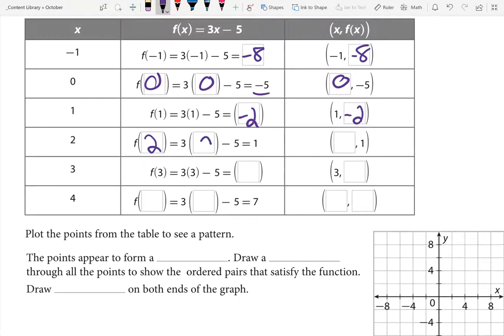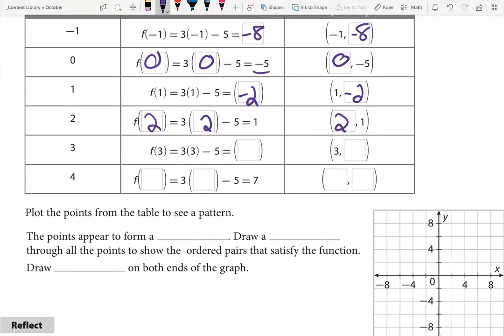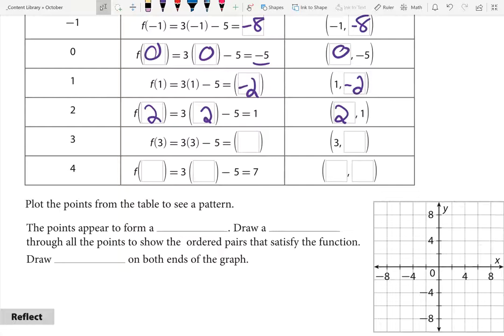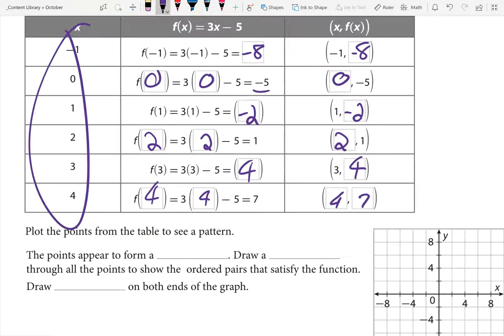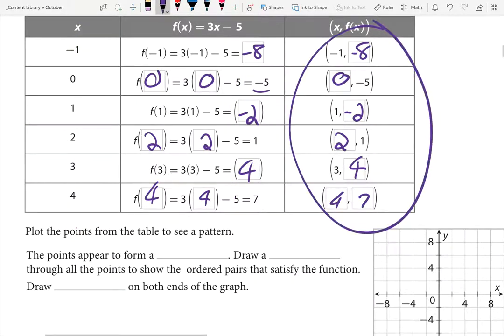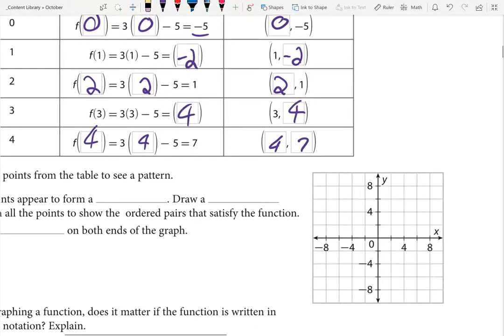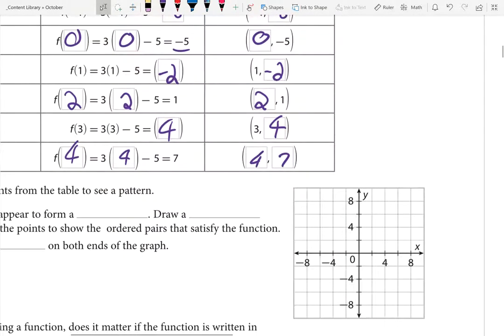When you plug in 2, you get 3 times 2, which is 6. 6 minus 5 is 1. So when you plug in 2, you get an output of 1. When you plug in 3, you get 3 times 3, which makes 9. 9 minus 5 makes 4. So when you plug in 3, you get an output of 4. And then when you plug in 4, you get 3 times 4, which is 12. 12 minus 5 is 7. You get an output of 7. So they've picked these numbers to plug in, and they've gotten their output values, so they created all these ordered pairs. Now we're going to plot these ordered pairs and see what our graph looks like. So -1, -8.